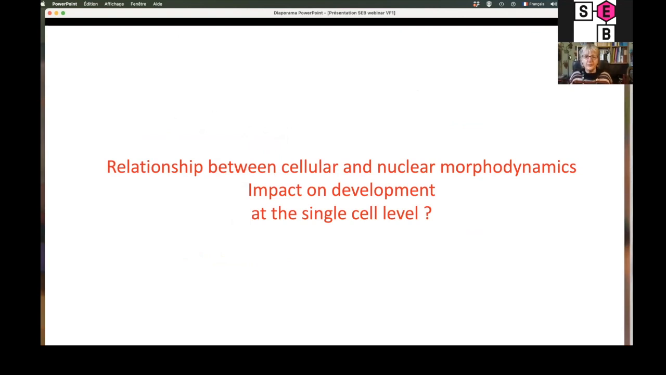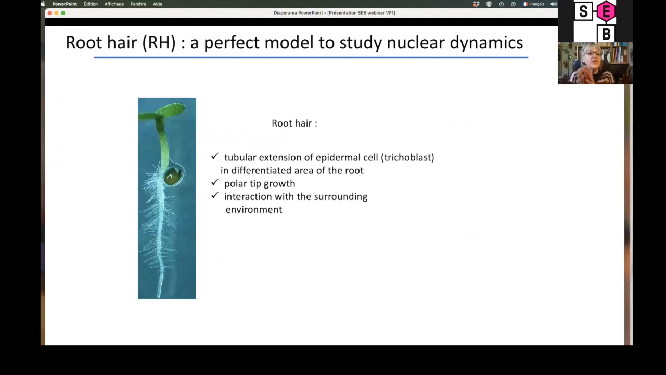And for that, we have investigated the root hair, which is a perfect model to study nuclear dynamics. Why? Because it's a tubular extension of epidermal cells in specialized cells called trichoblasts located in the differentiated area of the root. There is a polar tip growth linked to this development of the root hair. And also root hair is very important because it's important for interaction with the surrounding environment in the soil.